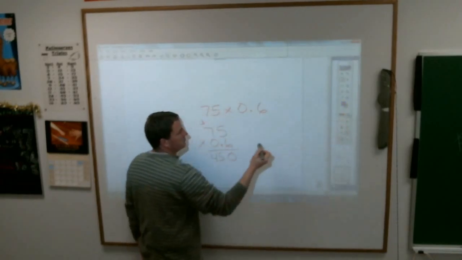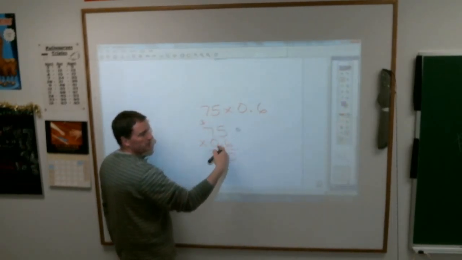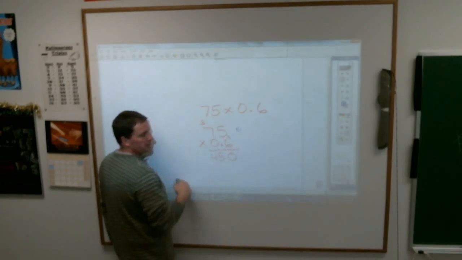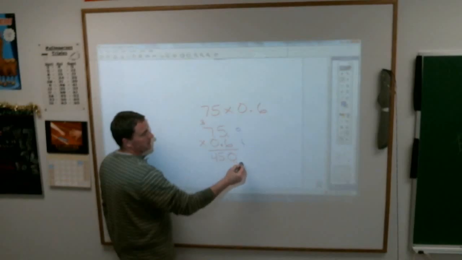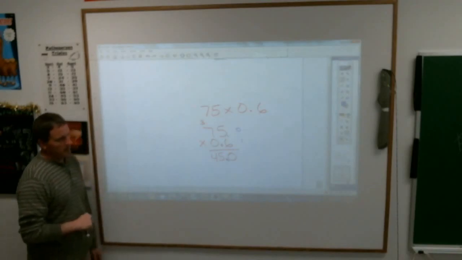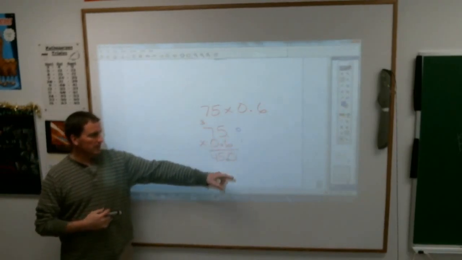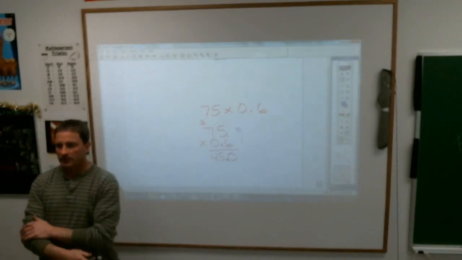Look at the 2 numbers that you multiplied together. This doesn't have any digits to the right of the decimal because the decimal actually starts there. This has 1. That's a grand total of 1. So I start here, come back 1 place. The decimal goes there. The answer is 45.0. 1 digit to the right of the decimal, 1 digit to the right of the decimal. It's a simple little thing.